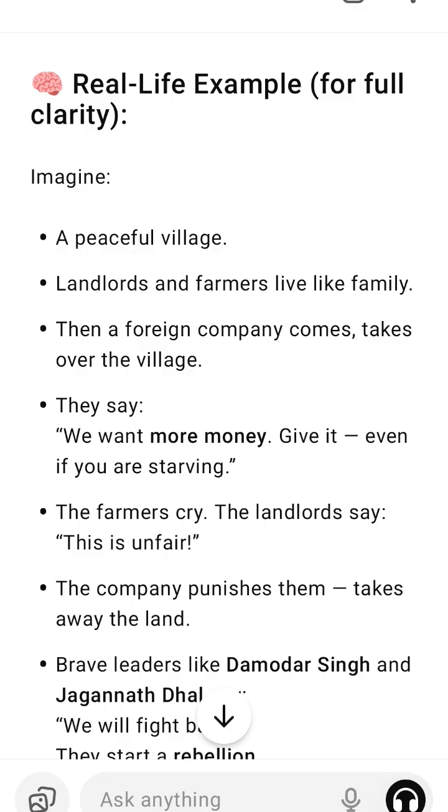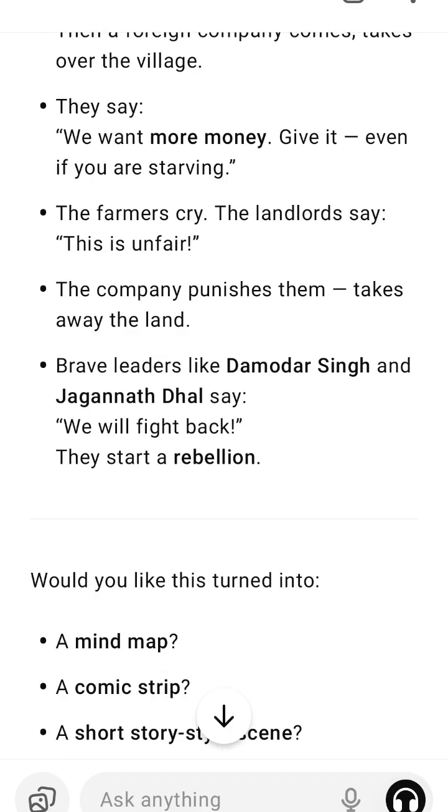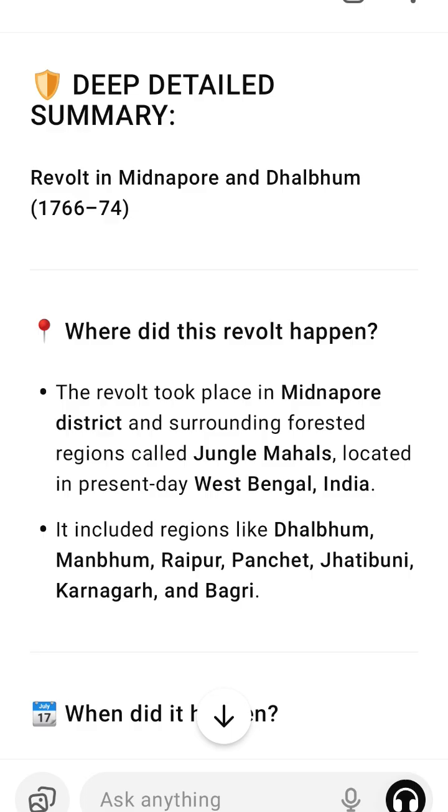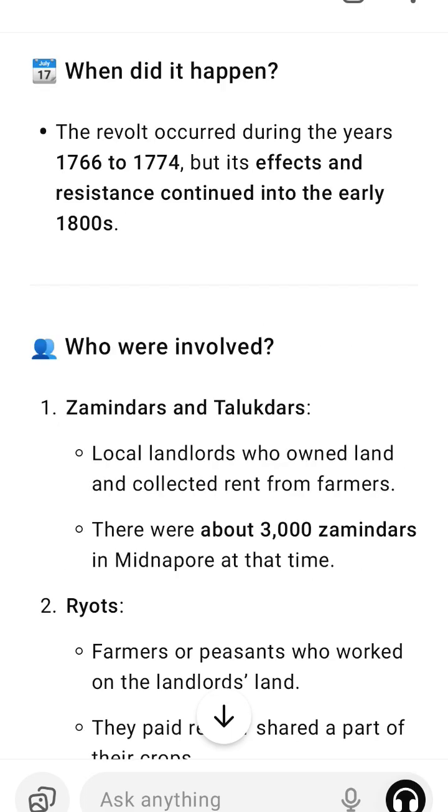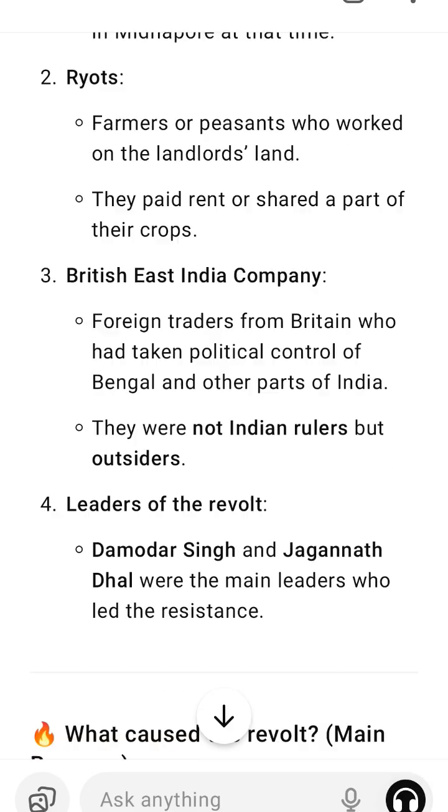3. British East India Company, foreign traders from Britain who had taken political control of Bengal and other parts of India. They were not Indian rulers but outsiders. 4. Leaders of the revolt. Damodar Singh and Jagannath Dhal were the main leaders who led the resistance.